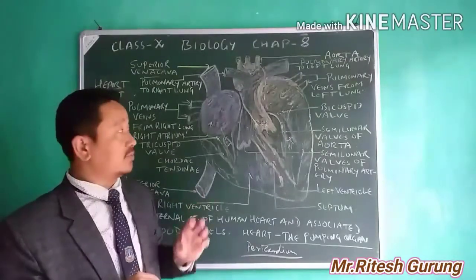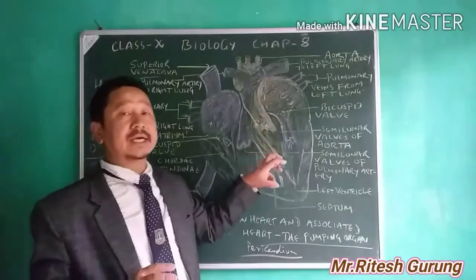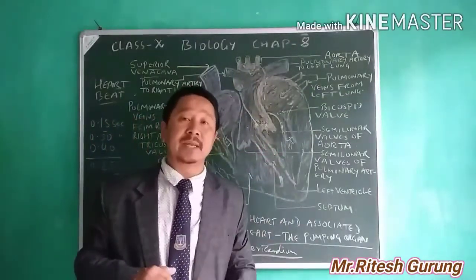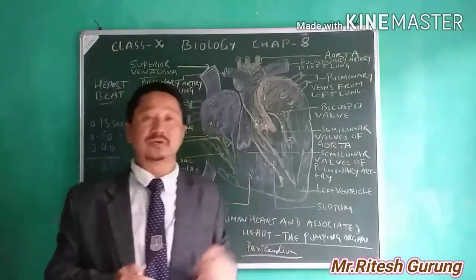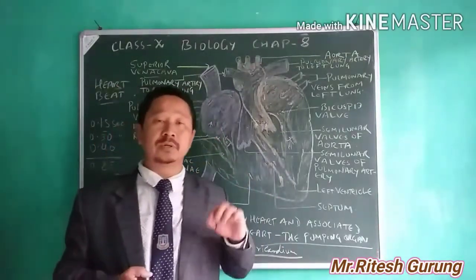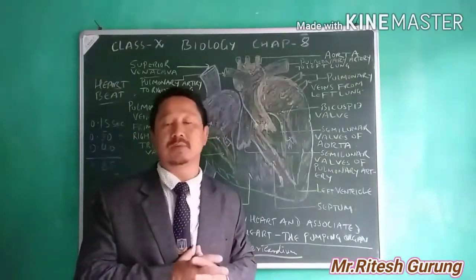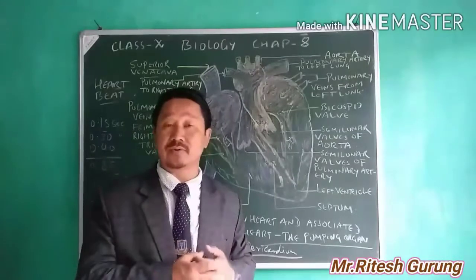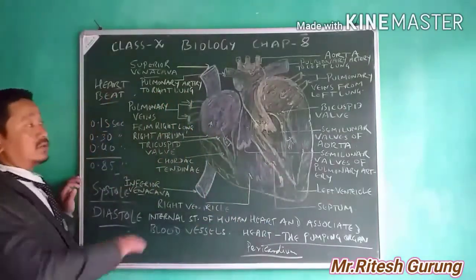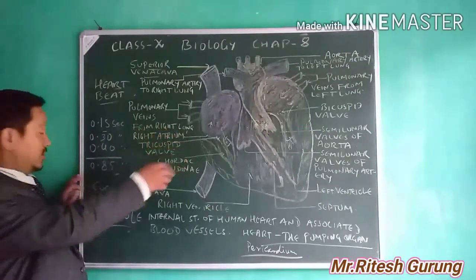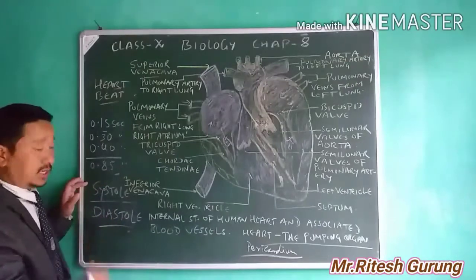And when it relaxes, the blood will flow inside, and the pressure will be minimum, which is called diastolic pressure. Usually 120 upon 80 is considered to be the normal blood pressure of an adult. This is what we have understood so far. That's all because of the contraction and relaxation of the heart. Contraction is called systole, and relaxation is called diastole.